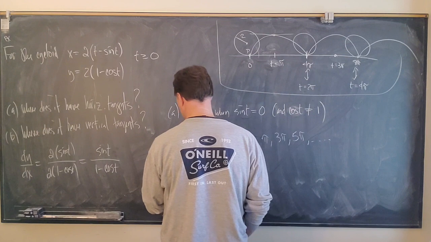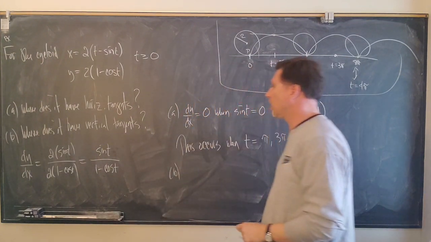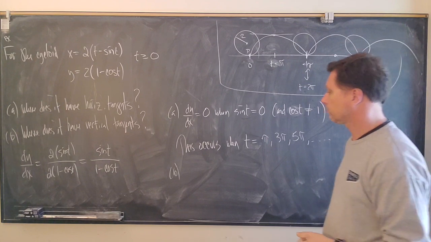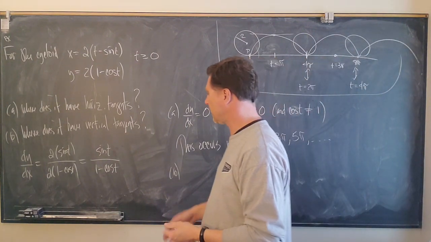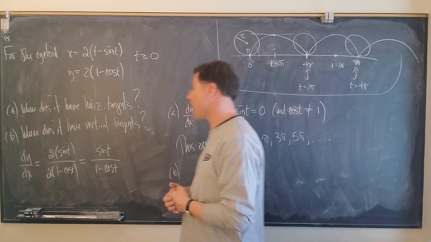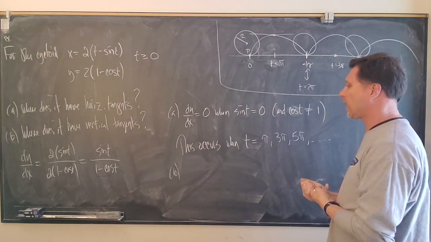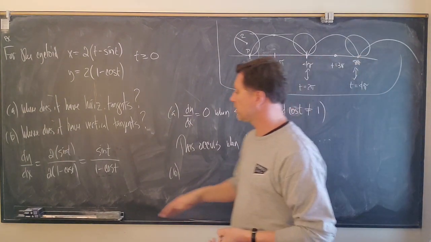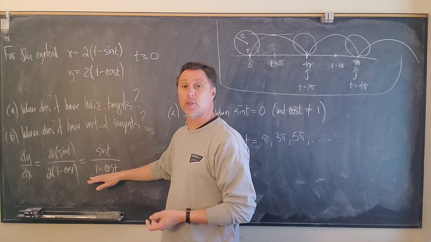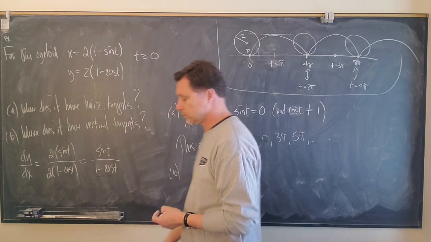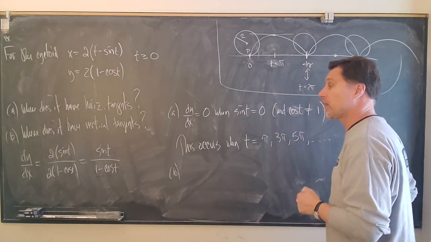Part B. Okay, so now for vertical tangents, we're guaranteed to have a vertical tangent if we can make the denominator 0 with the numerator non-zero. Unfortunately, when is cosine of t equal to 1? When can we make this equal to 0? Well, it's going to happen at even multiples of pi, but sine t is equal to 0 at that spot.